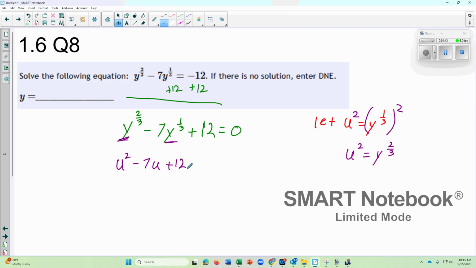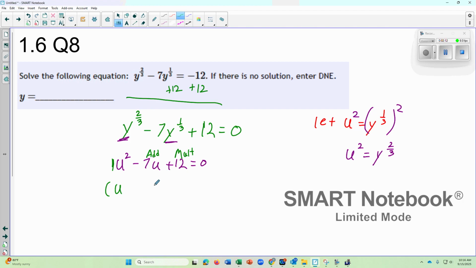And once you get to this point, hopefully it looks familiar. It's a trinomial, and we can factor it. And so I like to use this thing called the A&M method. Whenever the leading coefficient is 1, you can use this method called the A&M method. And basically what you're trying to do is figure out what will multiply to give you 12, but add to give you -7.